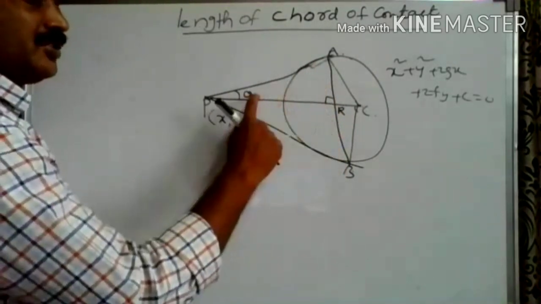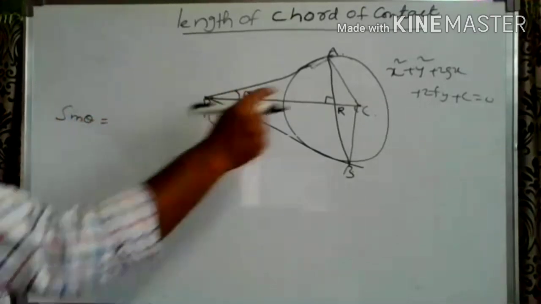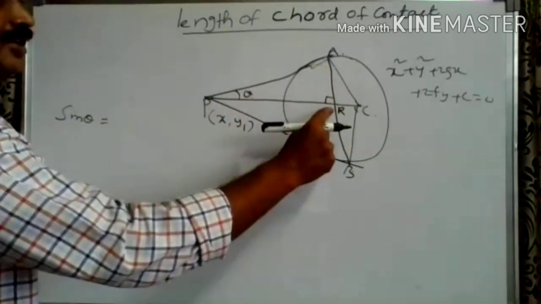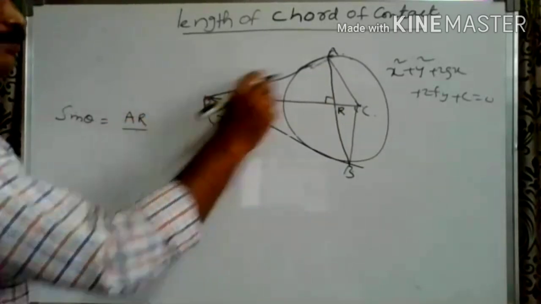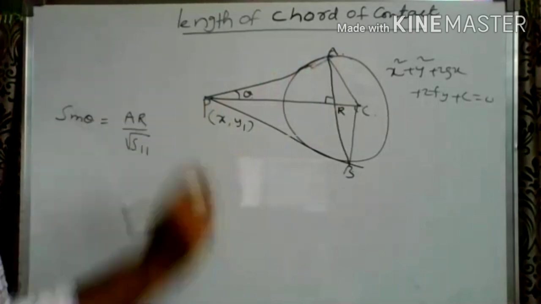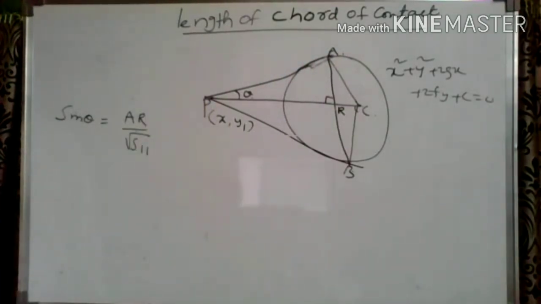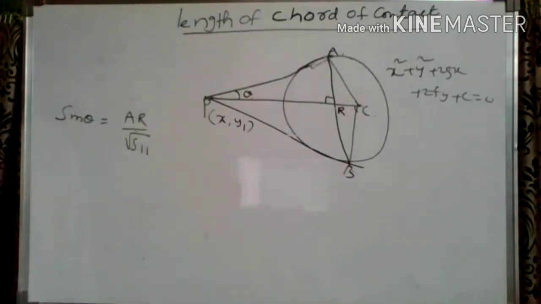So AR is opposite to theta. Taking sin theta is equal to opposite side by hypotenuse. Opposite side is AR, so hypotenuse is PA. PA means length of tangent, so length of tangent is equal to root S11. So sin theta is equal to AR by root S11.